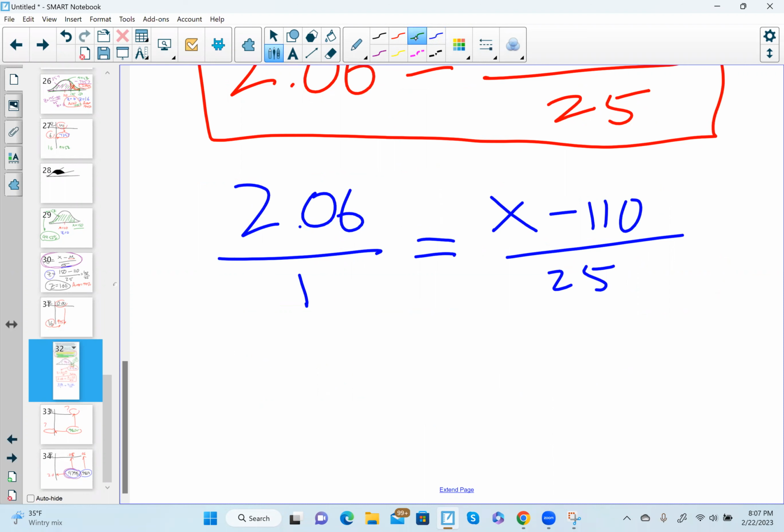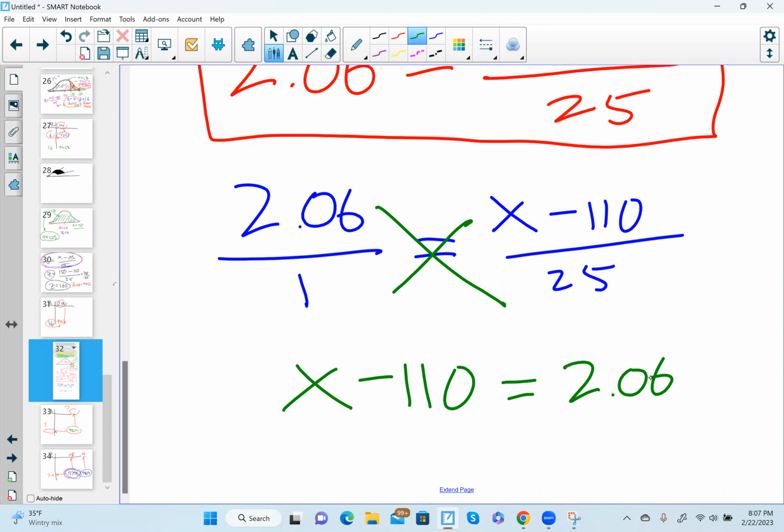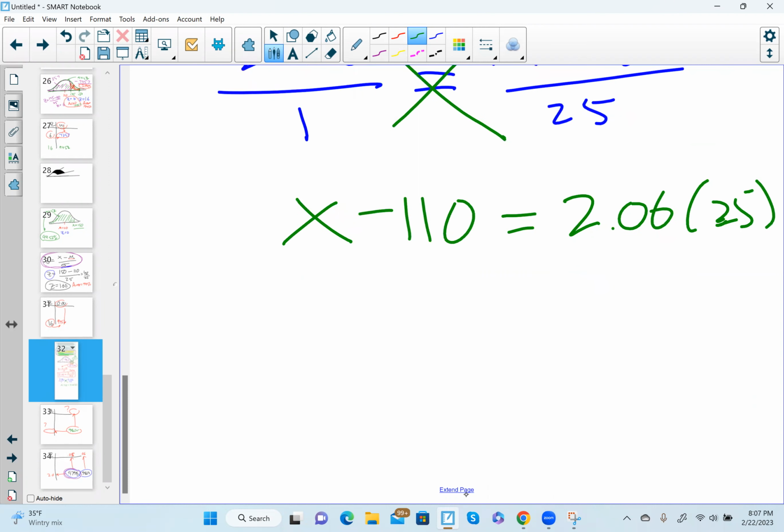Ready? So now what I'll do is I will cross multiply here and here. You may remember cross multiplying from a long time ago. So 1 times x minus 110 is x minus 110. And on the other side, I get 2.06 times 25, whatever that is. So let me go get that number for you. Clear, 2.06 times 25. I'm getting 51.5 on that side equals x minus 110.